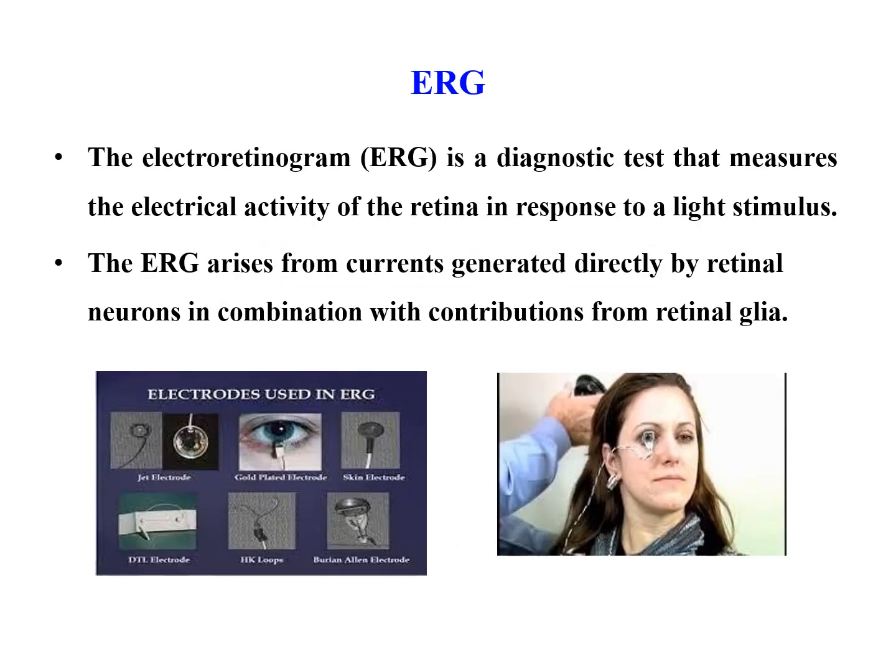Next is ERG, electroretinogram. Electroretinogram is a diagnostic test that measures the electrical activity of the retina in response to a light stimulus. The ERG arises from currents generated directly by retinal neurons in combination with contributions from retinal glia.